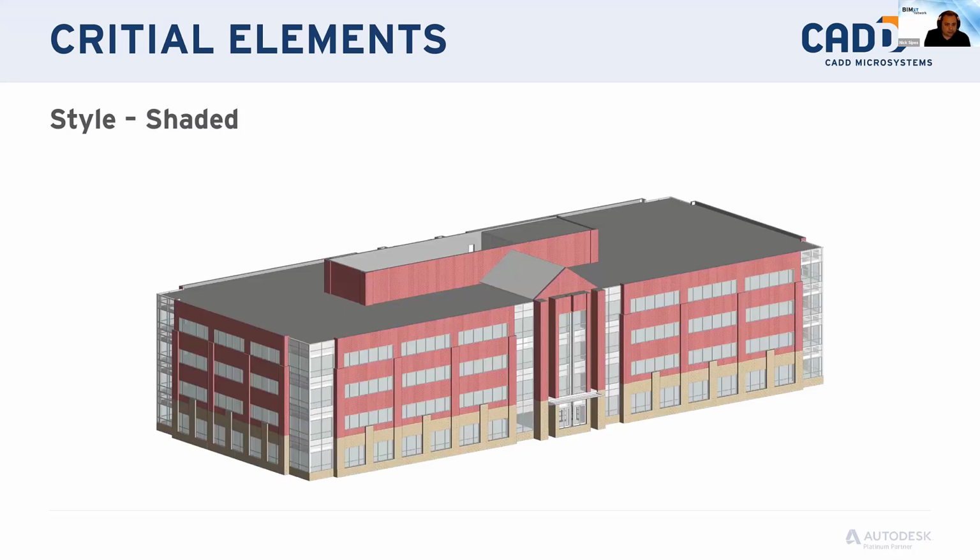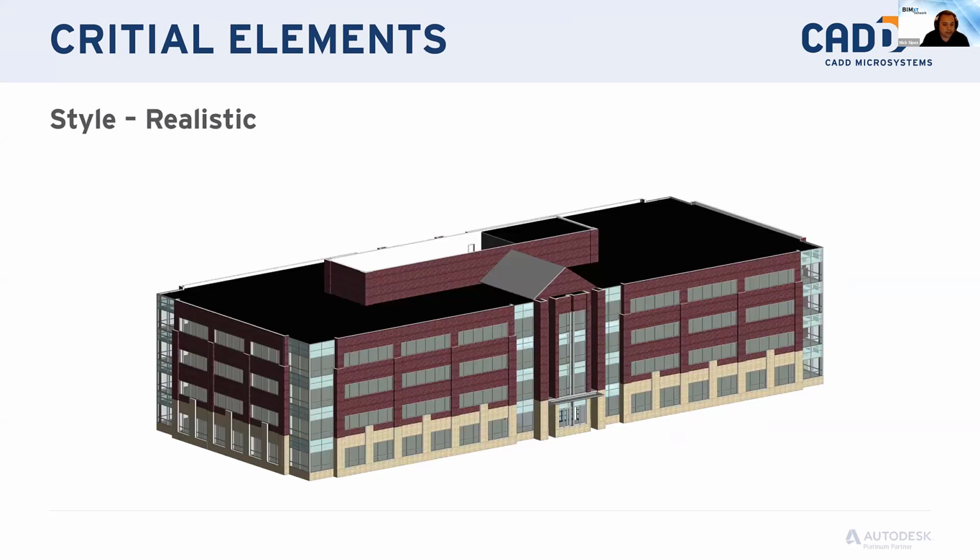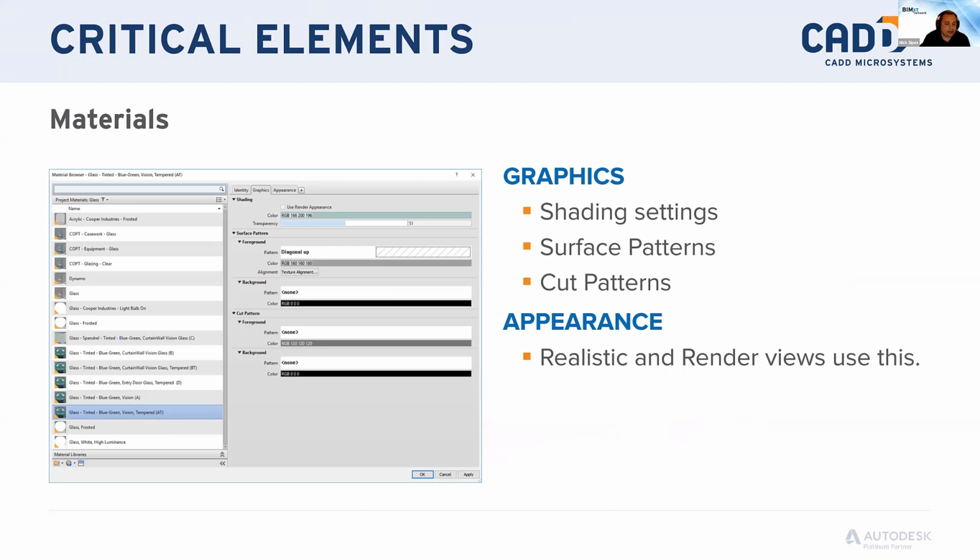Shaded applies shading to all sides based off of your lighting. Consistent color keeps all the materials the same color regardless of where the light source might be. And then you have realistic, where you're pulling from the appearance properties of it. So back to materials, which, yes, I said I wasn't going to talk about rendering, but materials have way more to do than just render.